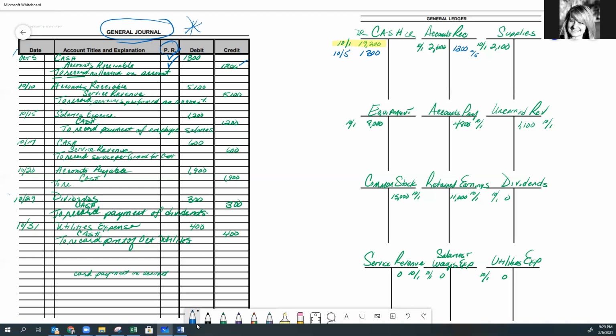So in the next journal entry, we are debiting accounts receivable for 5,100 on 10/10. So I'm going to come over here to accounts receivable on 10/10 and debit it 5,100.